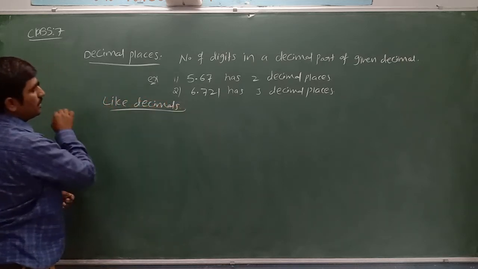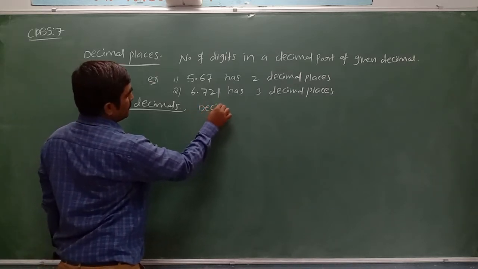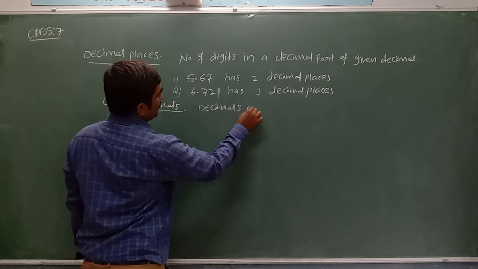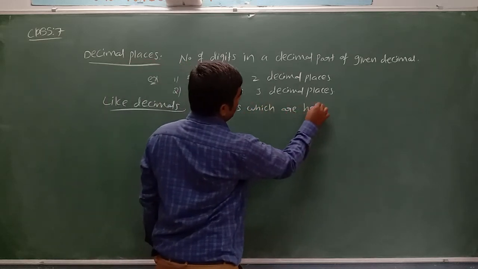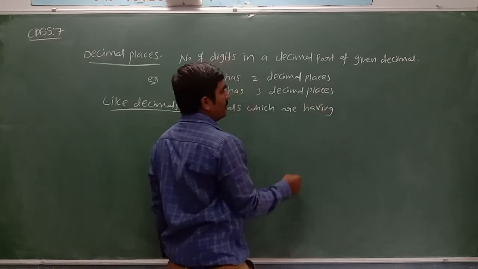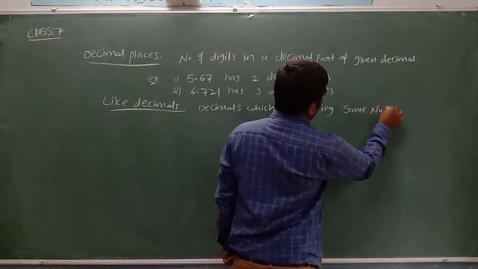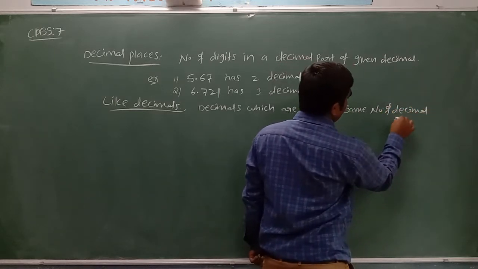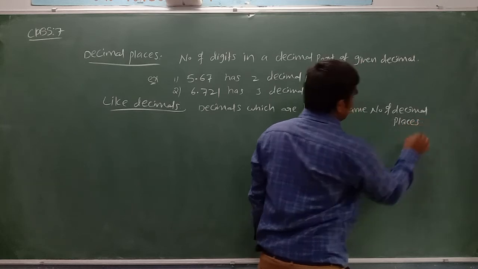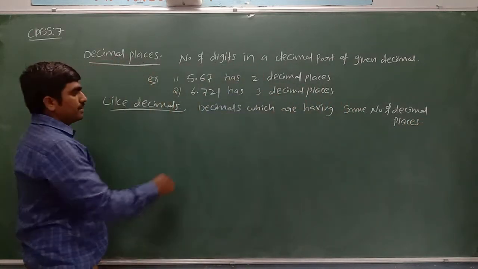What is meant by like decimals? Like decimals are decimal numbers which have the same number of decimal places. And what are decimal places? The number of digits in the decimal part.